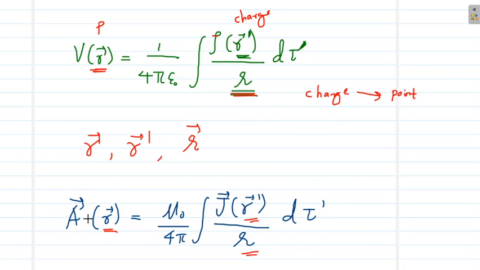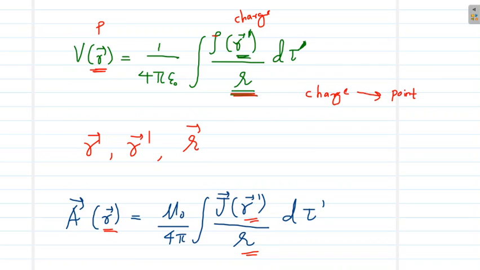Here again you notice we have used three different position vectors: r bar, r bar dash, and curly r bar. We are calculating the potential at r bar. For that we consider the current density at r bar dash, and we finally need to consider the distance between the point where the current is passing and the position vector. So three different r's are coming here: r bar, r bar dash, and curly r bar.